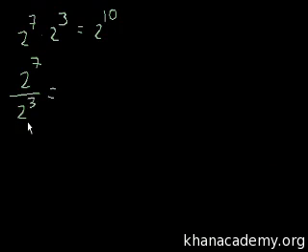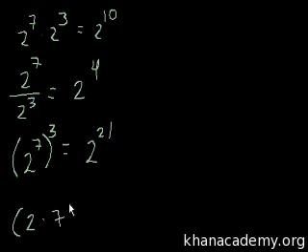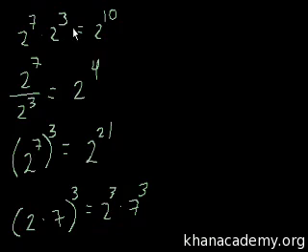If I have 2 to the 7th times 2 to the 3rd, well, then I can add the exponents: 2 to the 10th. If I have 2 to the 7 over 2 to the 3rd, well, here I subtract the exponents, and I get 2 to the 4th. If I have 2 to the 7th to the 3rd power, well, here I multiply the exponents. That gives you 2 to the 21. And if I had 2 times 7 to the 3rd power, well, that equals 2 to the 3rd times 7 to the 3rd.